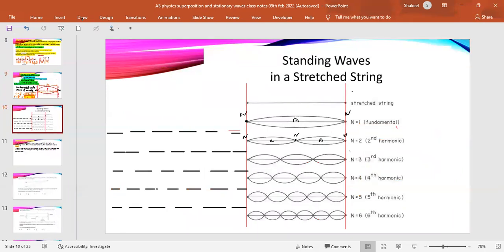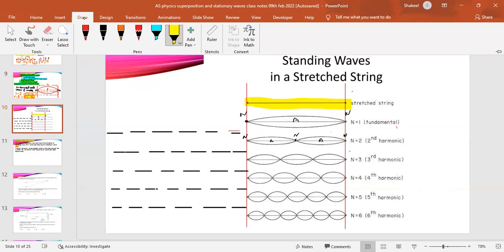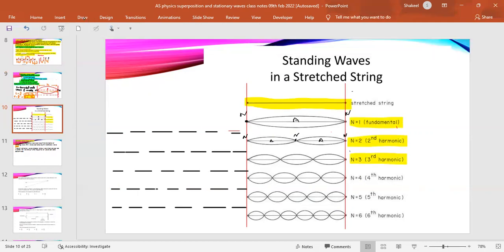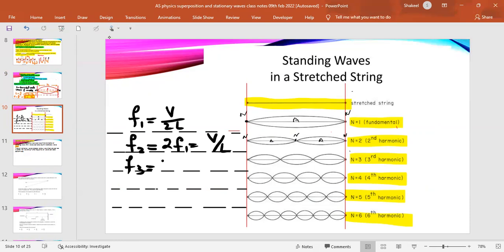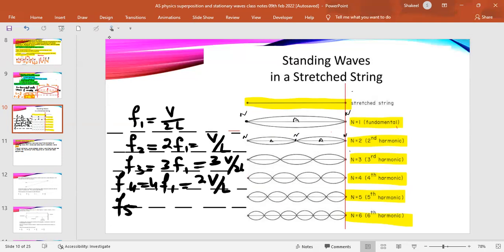Similarly, all others are there. Let's say this is the stretched rope. This is the first mode, fundamental. This is the second harmonic. Third harmonic means three loops. Fourth harmonic, fifth harmonic, and sixth harmonic. In the first harmonic, the frequency is V by 2L. In the second, it is 2F1 or V by L. In the third, it is 3F1 or 3V by 2L. In the fourth, it is 4F1 or 2V by L. In the fifth, it is 5F1 or 5V by 2L. So these are the frequencies that are required to produce the standing waves in the stretched rope.